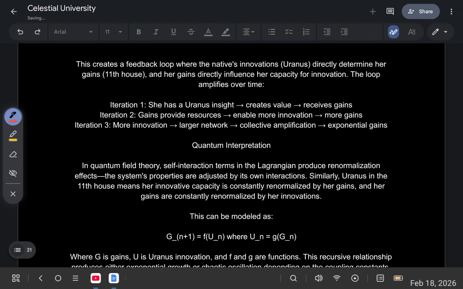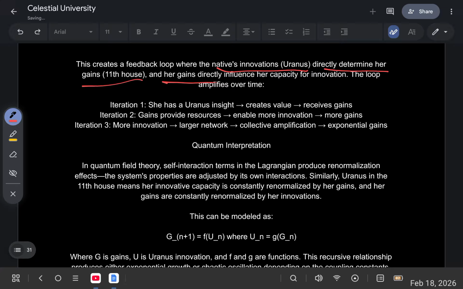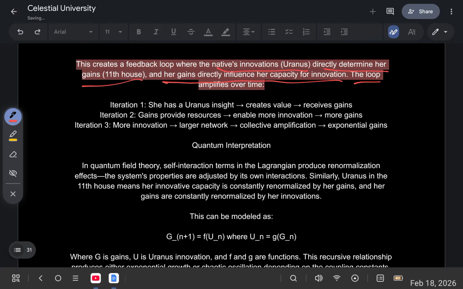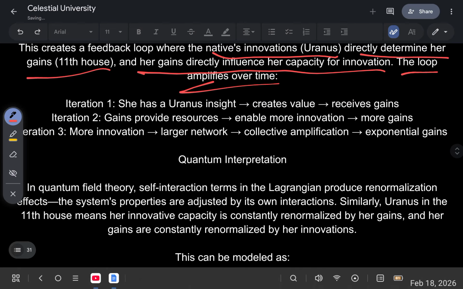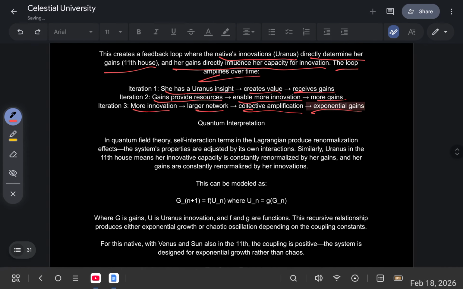It creates a feedback loop where the native's innovations, which is Uranus, directly determine her gains, which is the 11th house, and her gains directly influence her capacity for innovation. The loop amplifies over time. She has a Uranus insight, it creates value, she receives gains. Gains provide resources, enable more innovation, more gains, more innovation, larger network, collective amplification, and exponential gains.